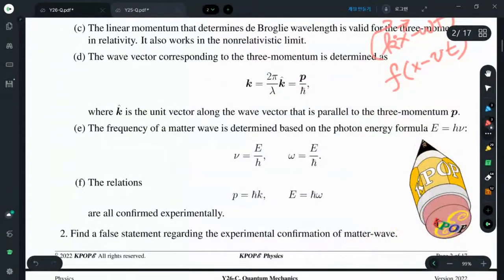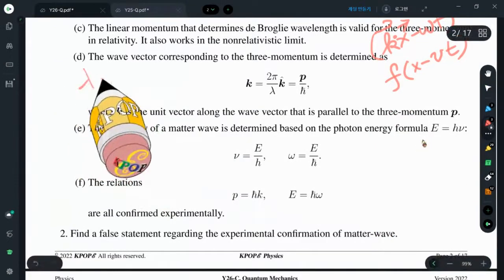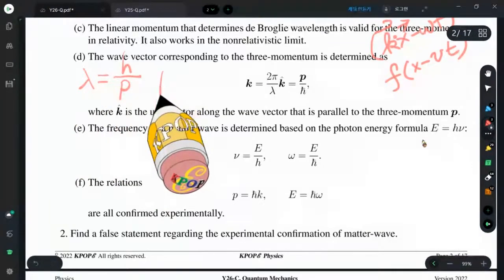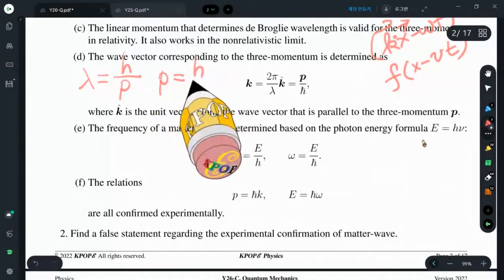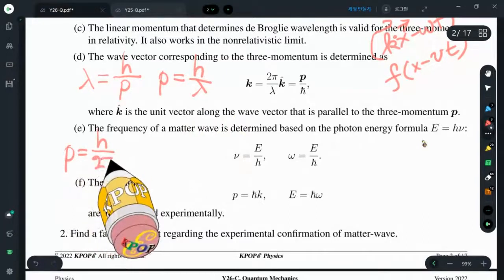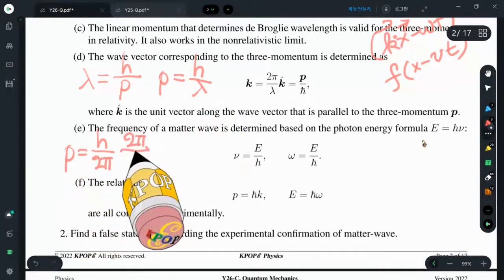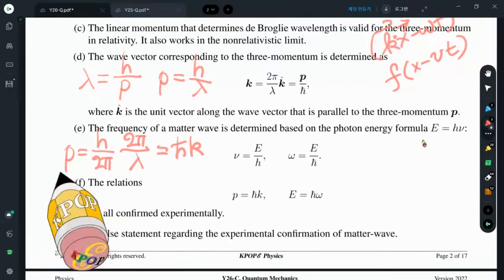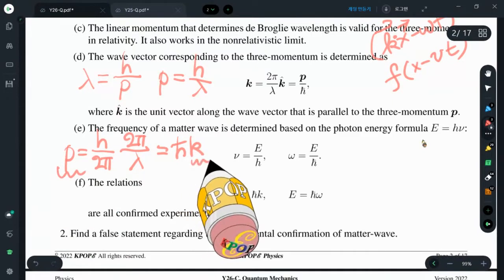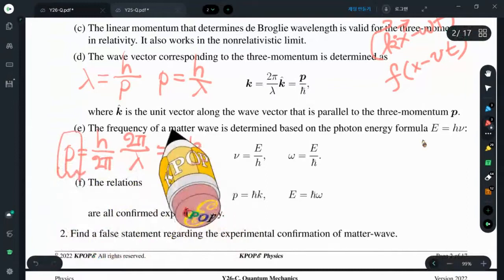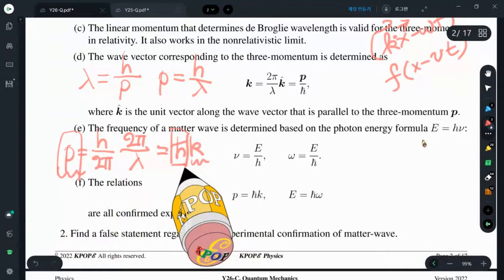However, we will find a very interesting idea. Lambda equals h over p, so p equals h over lambda, and that is h over 2 pi times 2 pi over lambda. That is h bar k. Momentum and wave number are related. They are proportional, and the proportional constant is h bar.